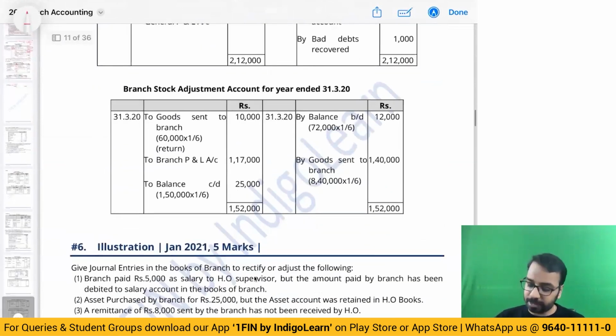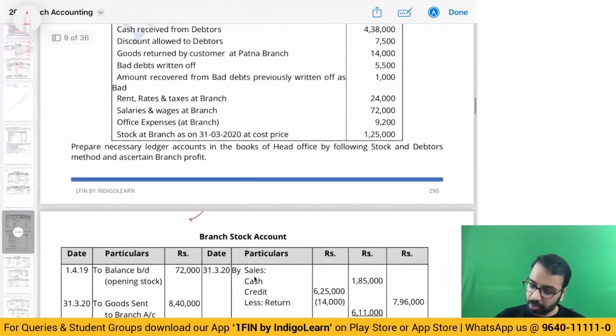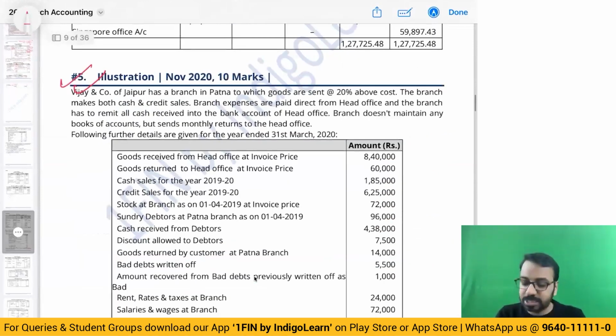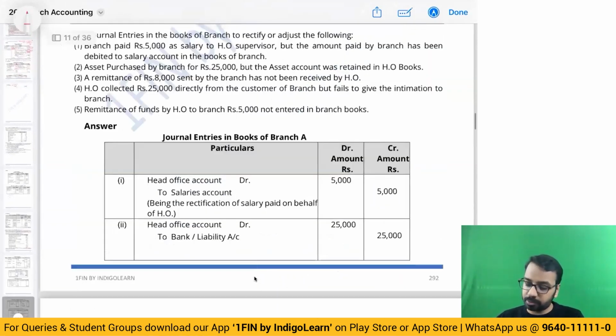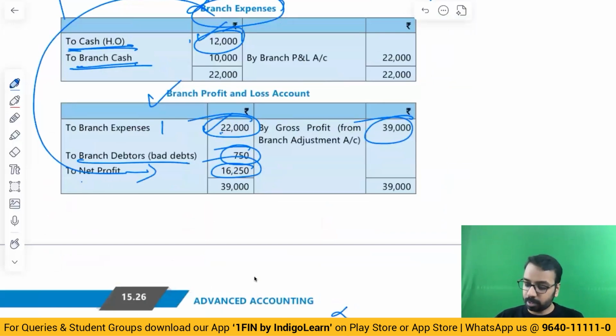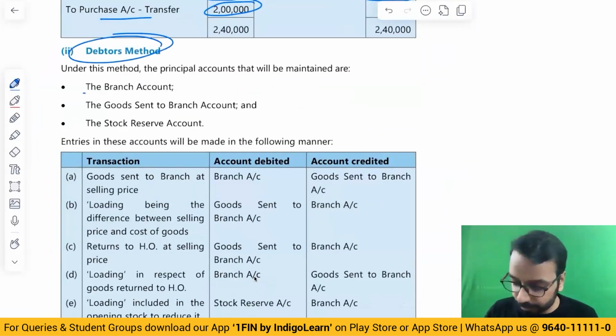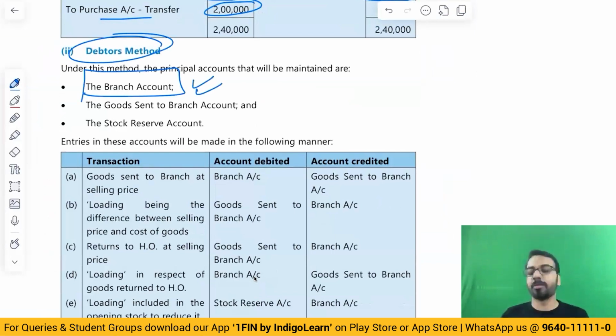So typically, you are expected to prepare the branch stock account, and they'll clearly say stock and debtors method, and you will get adjustment related questions only. That is, goods sold at, here, 20% above cost. Only these type of questions you will get. If you get only goods being sent at cost questions, then you are actually very okay. So these two you can practice. Now coming back, if you follow the debtors method, the most important account is your branch account.